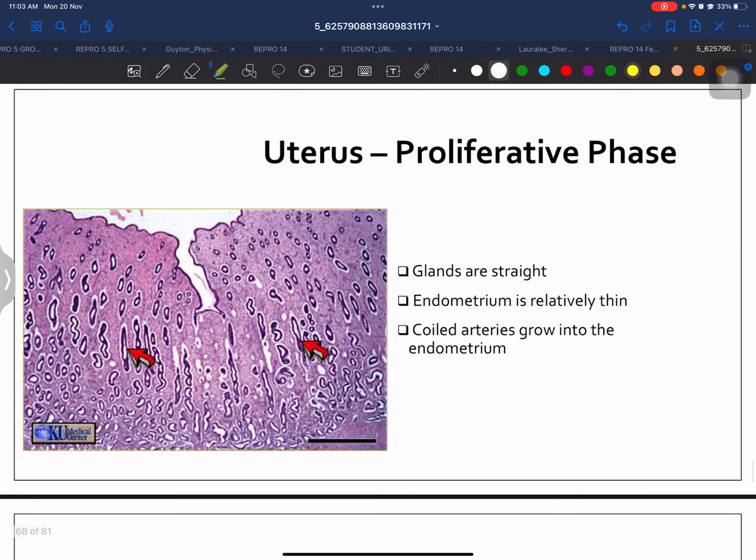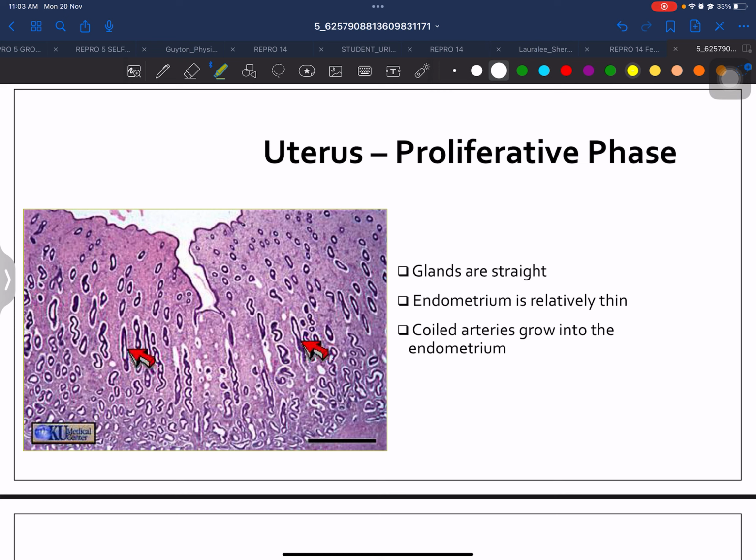Okay, so the uterus is a very complicated organ, disebabkan kita ada the cycles. Dia ada proliferative phase, secretory phase. During the proliferative phase, the glands are straight and the endometrium is thin. The arteries start to coil and grow into the endometrium.